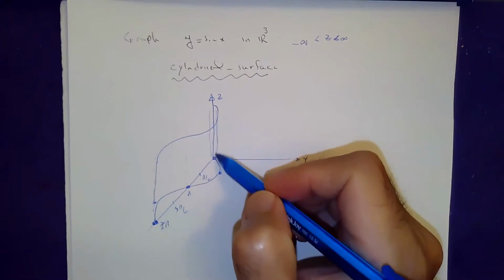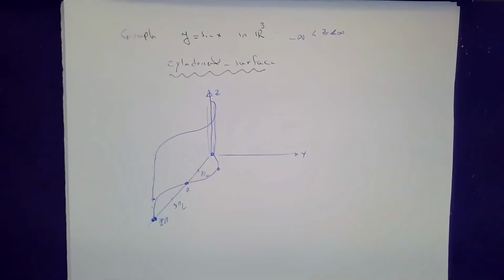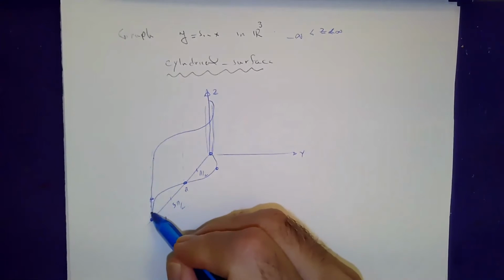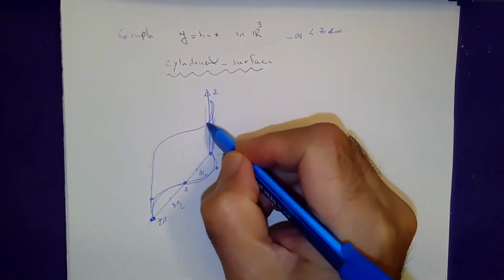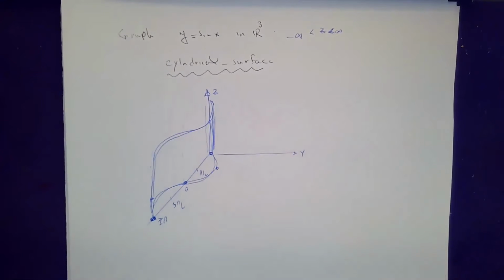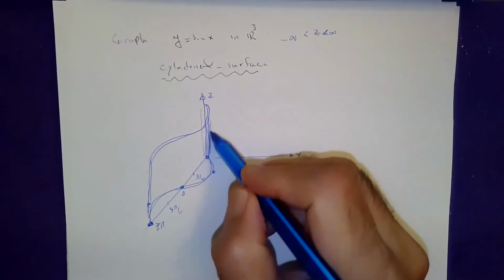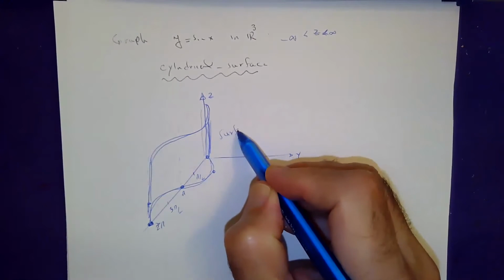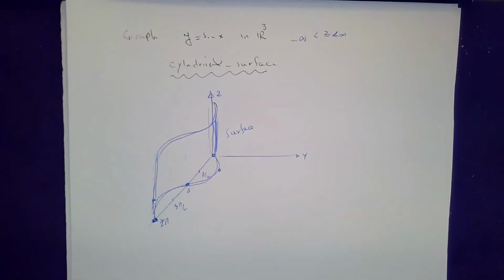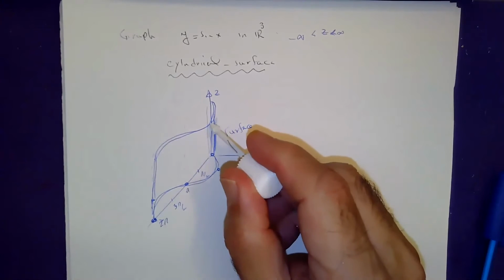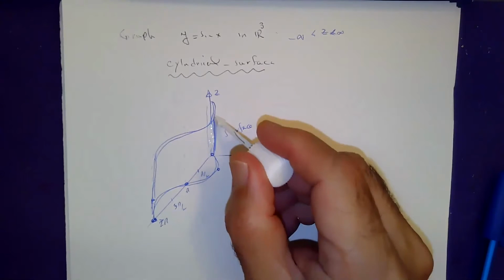Do you all see it? It's kind of like a wavy surface in space. So now this is not a curve anymore, is it? It's a surface. As a matter of fact, it's called a cylindrical surface. Anytime one of the variables is missing from your equation, chances are you have a cylindrical surface. Do you all see it?